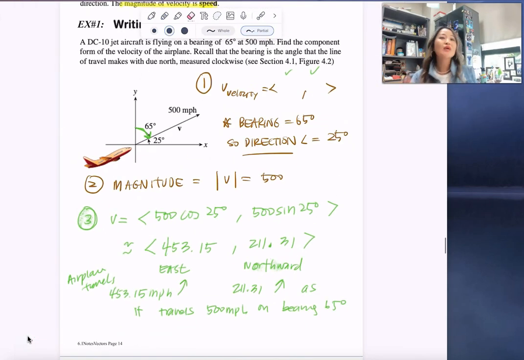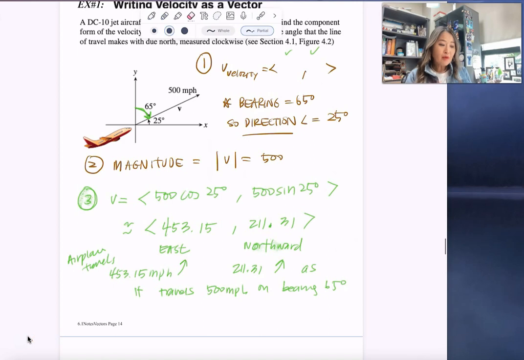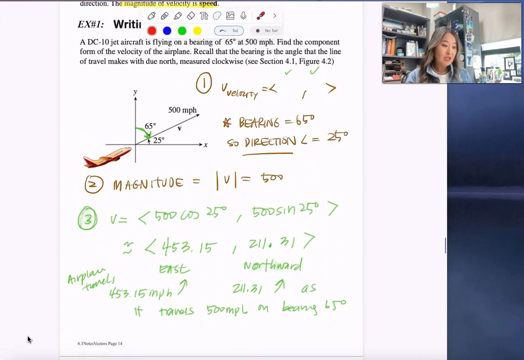Last class, we ended with this application here. And the most important thing is, yes, you know how to calculate. You understand the language of bearing, direction angle, the difference between them. You also know that magnitude always means the speed that it's flying. And once we got the velocity vector, we have to be able to describe and analyze what it really means, right? What does this 453.15 really telling us? That it's flying east, right? Northward, 211.31 miles per hour and so forth. Okay, you need to be able to communicate that.